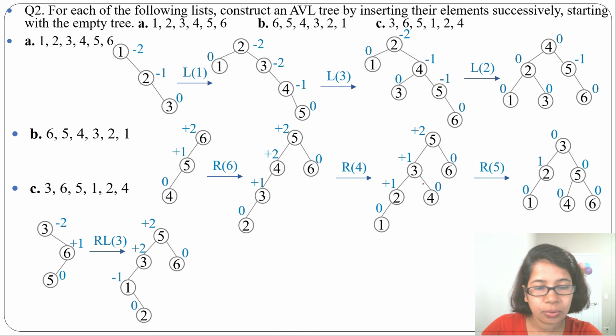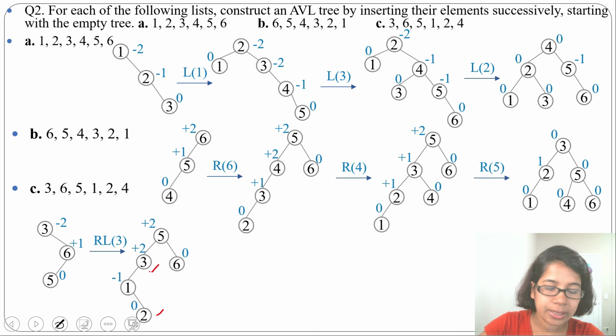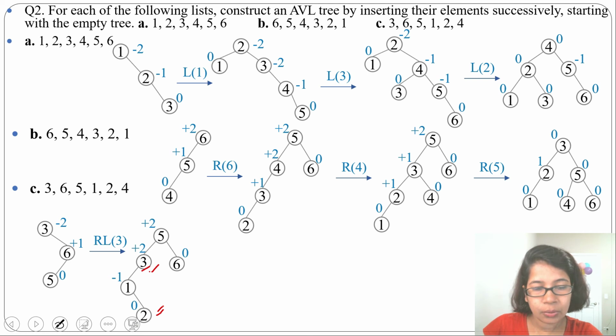There are two nodes having balance factor plus 2. So on which node will we do the rotation? The nearest node to the newly inserted node 2 is 3. So we'll do the rotation on 3. Now which rotation will we do? This 2 is inserted as the right child of 3's left subtree. So we'll do LR rotation of 3.